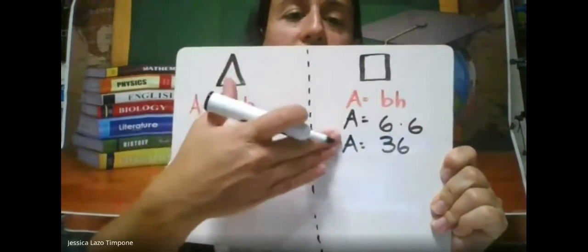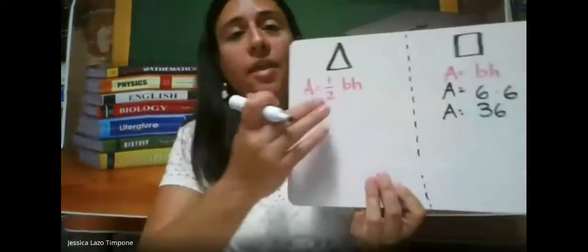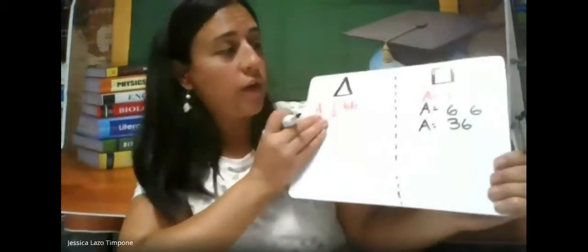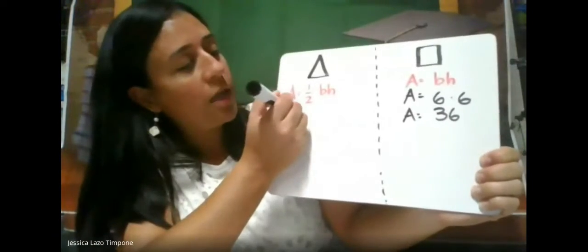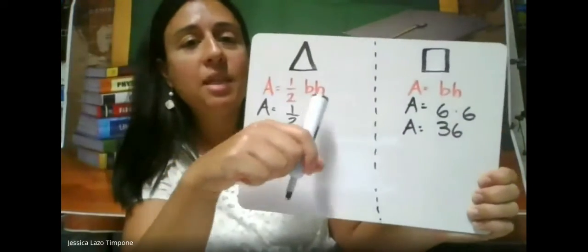So again, your work should be neat. You should have the formula, fill it in, and the answer. Same thing for the triangle. Formula, fill it in, and the answer. Now, a lot of people, and I can tell by your assessments, you're still forgetting to use that half. You write it down, you just forget to use it. So please make sure that you write it down and use it. So half, and then the base and the height of the triangle.